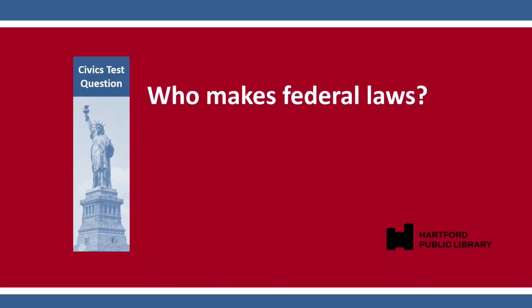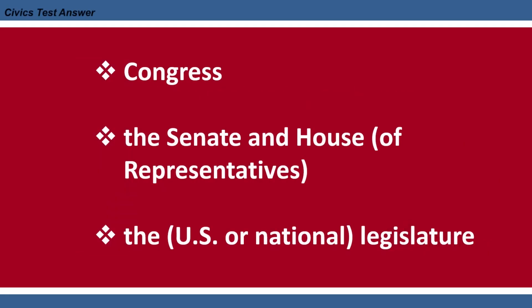Civics test question. Who makes federal laws? Congress. Federal laws are made by the Senate and the House of Representatives, which together form the national legislature, or Congress.